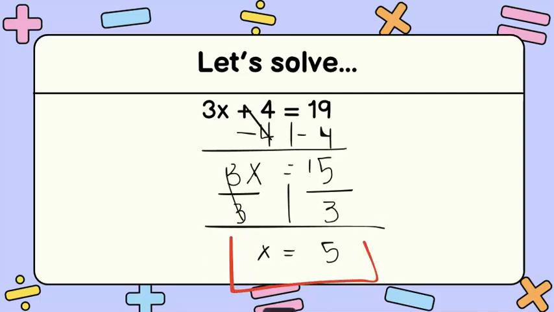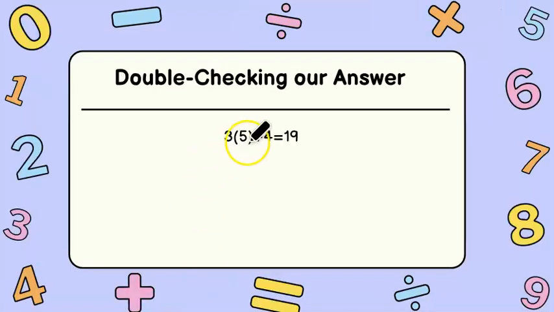But it's always good to double check your answers. And one way of doing that is by placing the 5 where the x was, right here. So let's solve this. If we add all of this together, it needs to be 19, and that's how we know our answer is correct. So right here, we're going to multiply 3 times 5 equals 15.